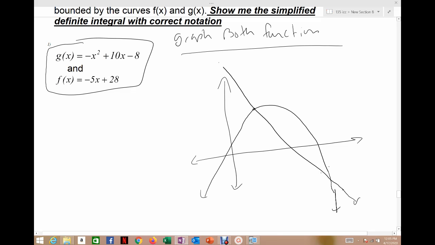It's a funky straight line, but it's supposed to be a straight line. So there's f of x, which is the line, and there's g of x, which is the parabola. They intersect at 3 and 12, and this is the area I want to find. If you solve it graphically, I want to see the graph.